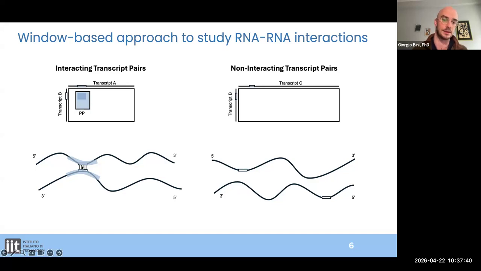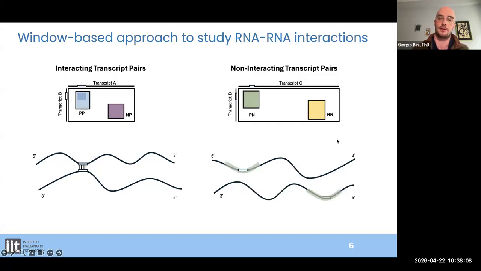So for instance, in this blue window, we have a positive case because we are including the region of interaction on the two transcripts. And then we can have several negative cases. So for instance, we can sample from random regions between two interacting transcript pairs, or we can do the same between two non-interacting transcript pairs.